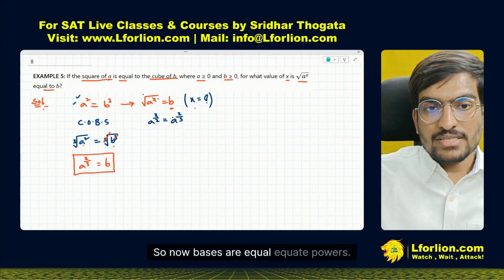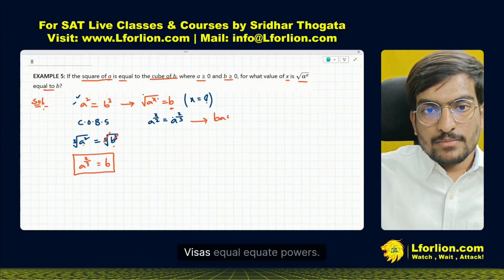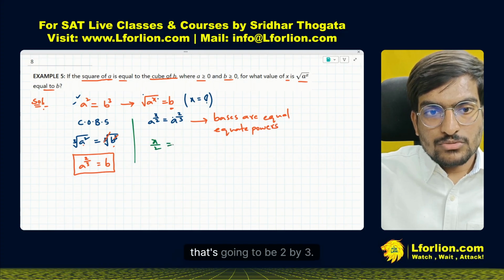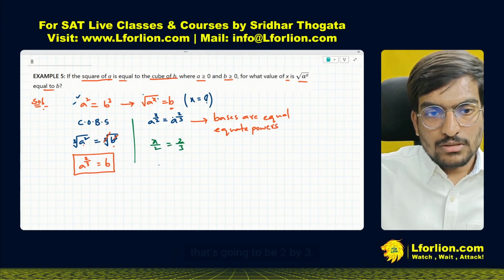So now the bases are equal, so equate the powers. So x by 2 is going to be 2 by 3. So x equals 4 by 3.